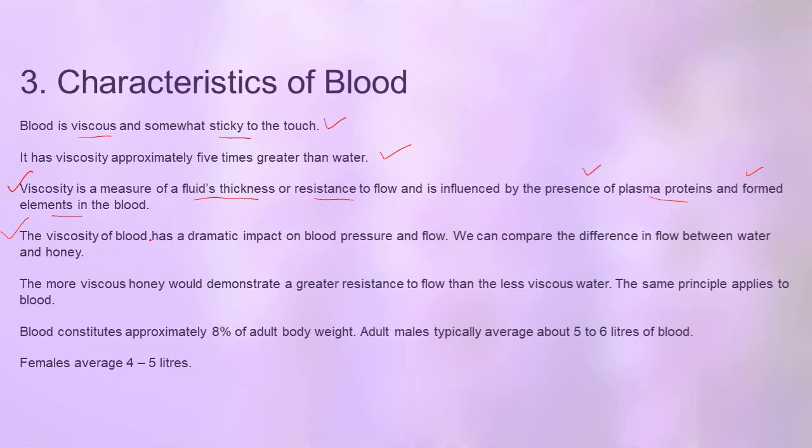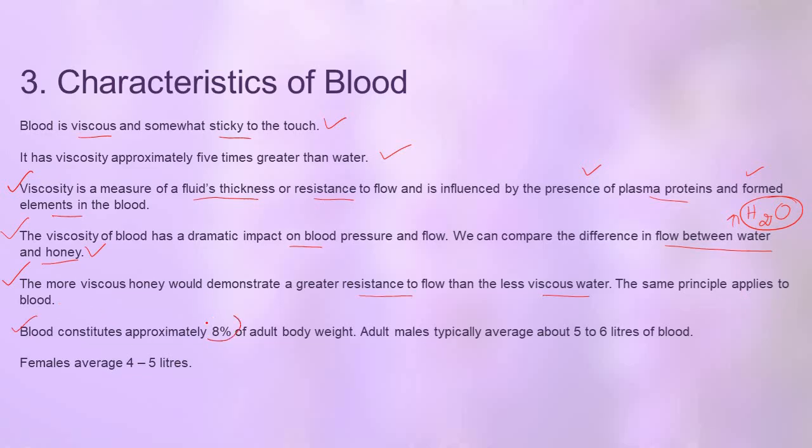The viscosity of blood has a dramatic impact on blood pressure and flow. We can compare the difference in flow between water and honey. In water the only chemical components are two hydrogen and one oxygen, nothing else. But honey contains acids and fructose, fruit sugar, and different elements which make it viscous. The same happens with blood. The more viscous honey would demonstrate a greater resistance to flow than the less viscous water. The same principle applies to blood.